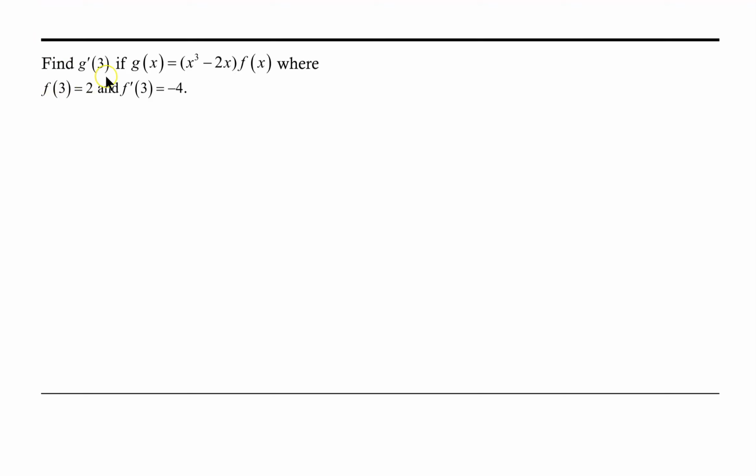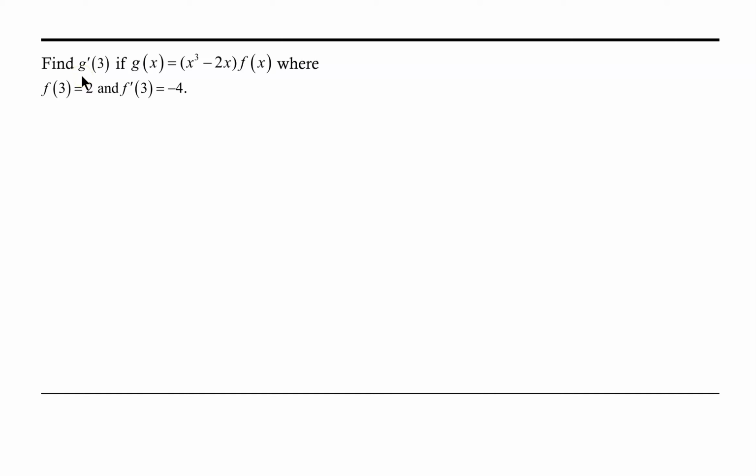So let's look at finding g prime of 3, where our function g of x is the polynomial x cubed minus 2x, that quantity times f of x, where we're not told what the function f of x is. However, we do know that f of 3 is equal to 2, and f prime of 3 is equal to negative 4. So this is sufficient information about the function f of x so that we can actually find g prime of 3.